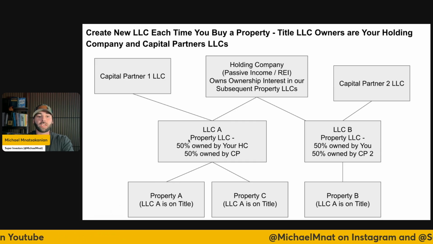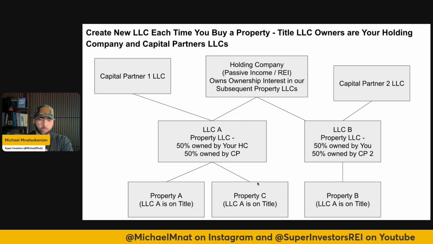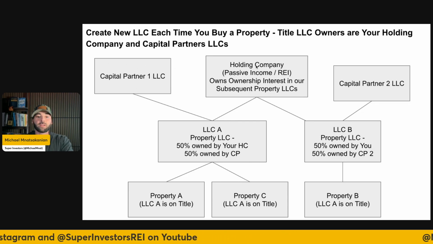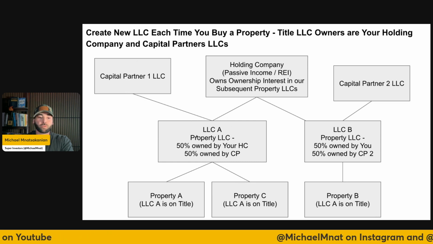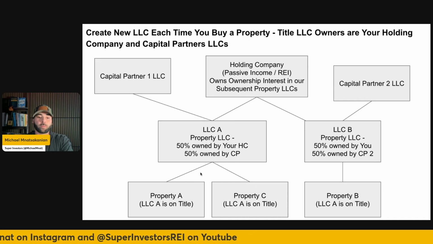Well, if we decide to buy another property in the same market with the same ownership structure, we can just use this same LLC between capital partner A now and our holding company, right? This same LLC that we own, if we want to buy another property with the same terms, then we can have property C have LLC A on title. So that's doing multiple with one partner, right?